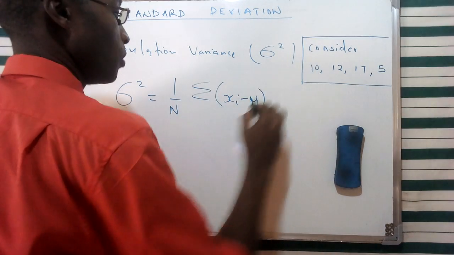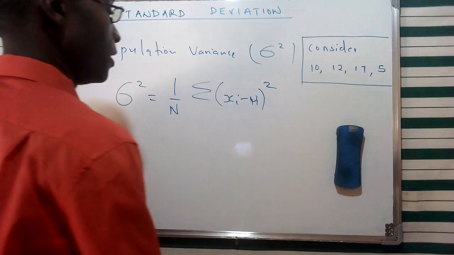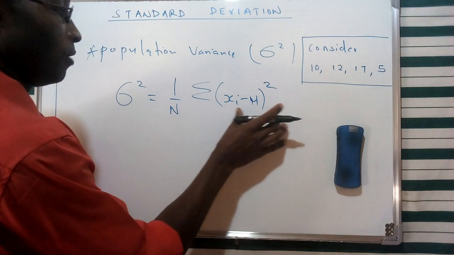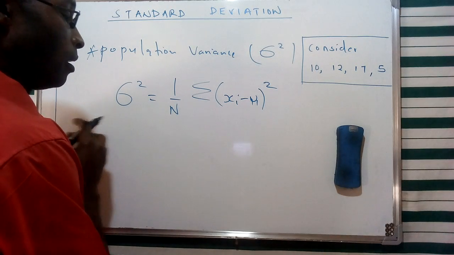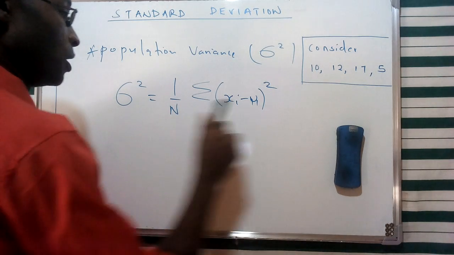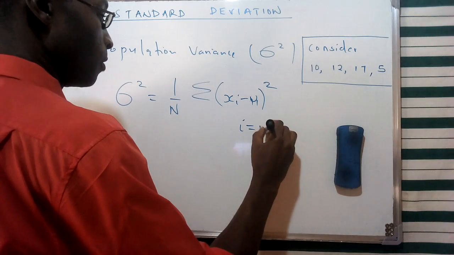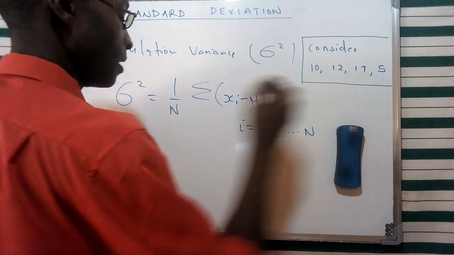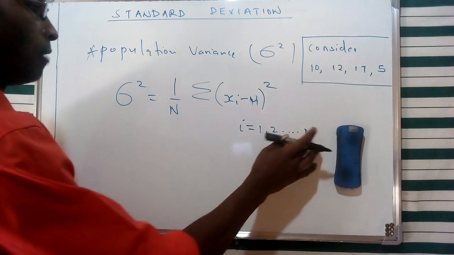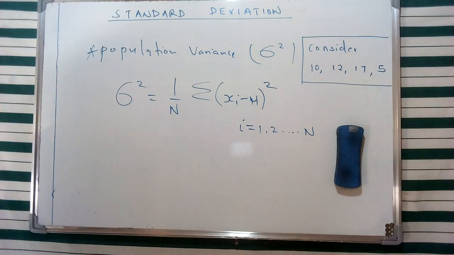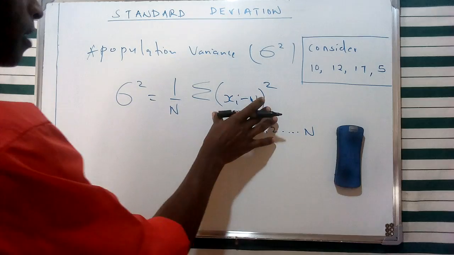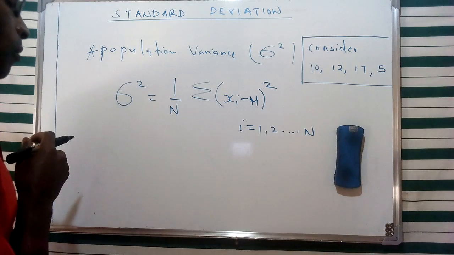So we have said that we can obtain the population variance by dividing the sum of the squares of these deviations by the number of the values of that specific population, whereby I represented that number as n, which is the total number of the values of that particular population. And this was a representation of the population variance for raw data.